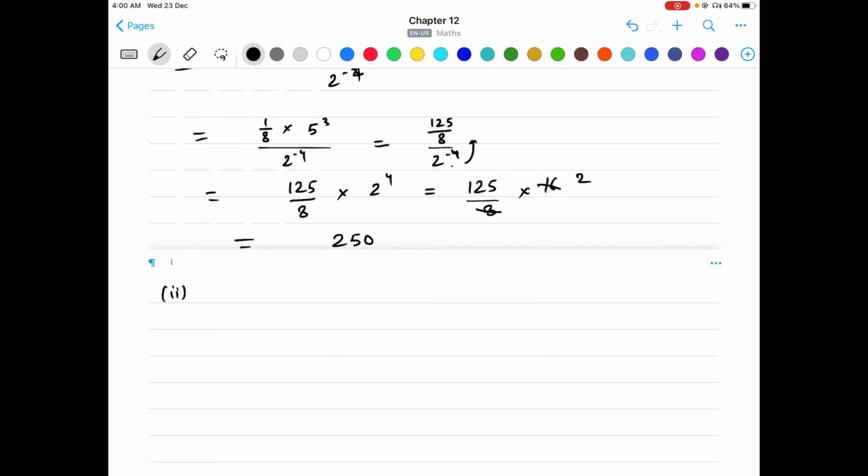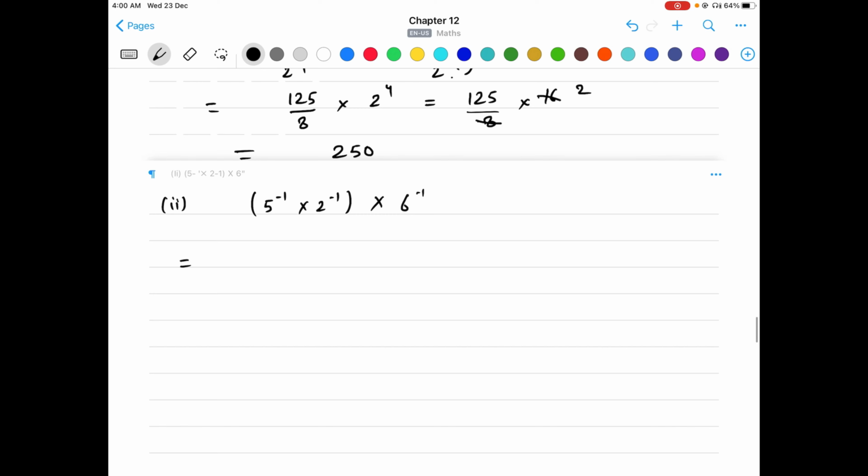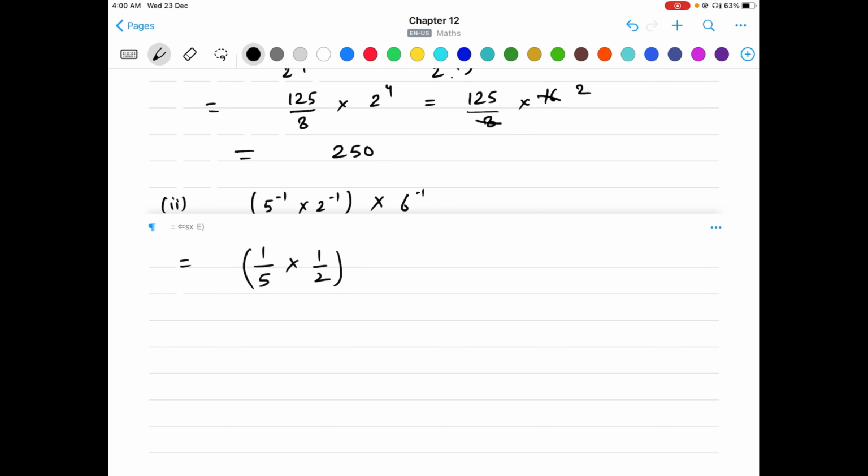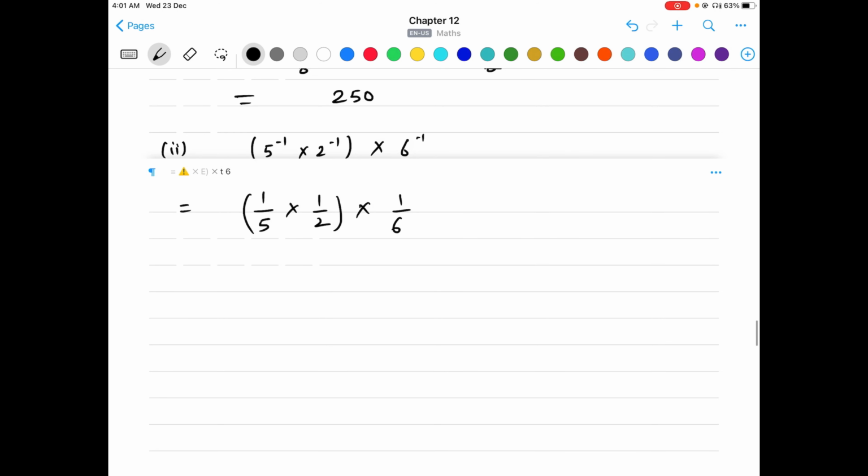Okay, now next one is part second. Here we have 5 power minus 1 into 2 power minus 1 multiplied by 6 power minus 1. Okay, this is very simple. 5 power minus 1 means 1 by 5, multiplied by 2 power minus 1, which means 1 by 2. Okay, we are shifting or reciprocating the number. Its negative power will change to positive. Okay, so 1 power is again the same number, that is 1 power minus 6 will be 1 by 6.